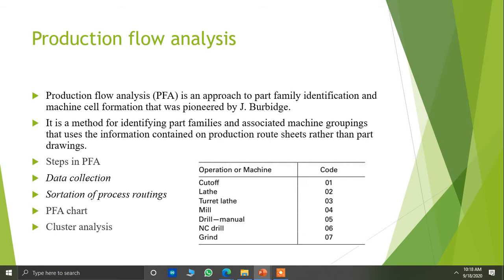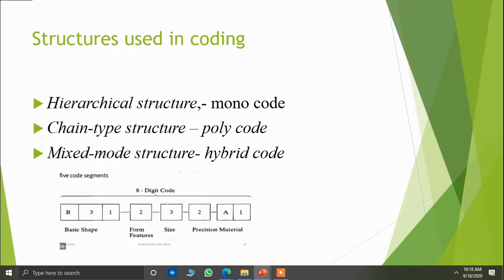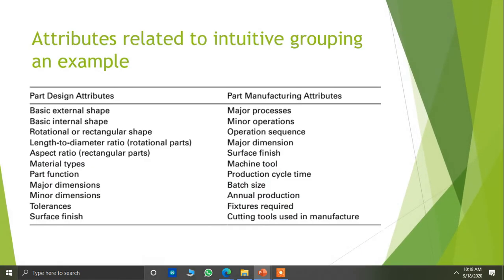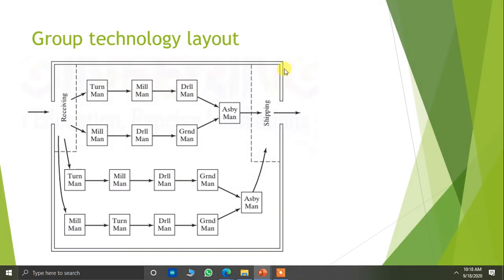That means after grouping the machines, they will be sorted according to the process. First lathe, and in the previous example also I have shown the sortation of process routings. Here the machines are sorted according to the process, that means turn, mill and drill, drill and grind. But the assembly point is the same, yes or no? Here the process is being sorted according to the manufacturing requirement, but not the design requirement.